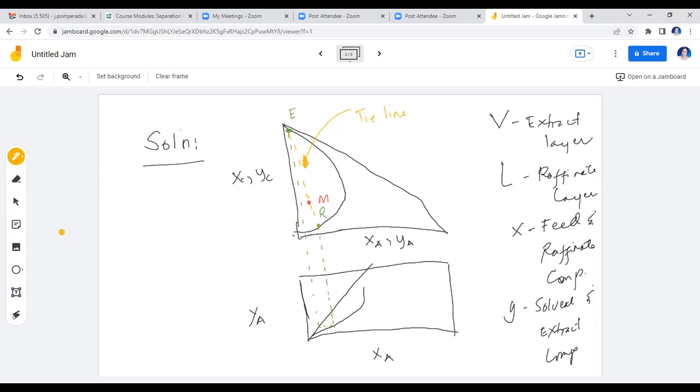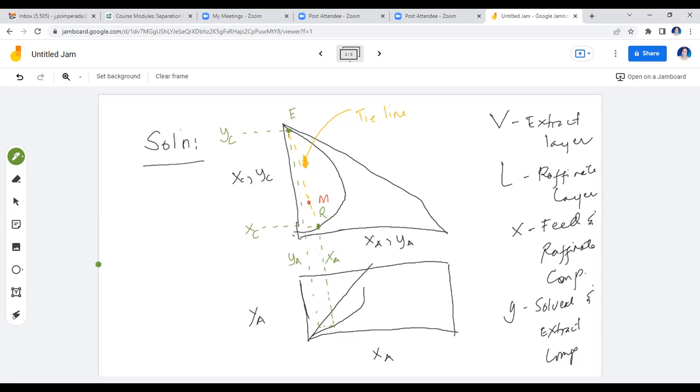If this is your tie line, all you have to do is read the corresponding compositions of the raffinate layer here and the extract layer. How will you read it? Raffinate is X. So this is your XA. You read what this is. And I'll just label it in here so you would know. So for raffinate, this is your XC, and this is your XA. Okay, for extract, this is your YC. Going down, this is your YA.